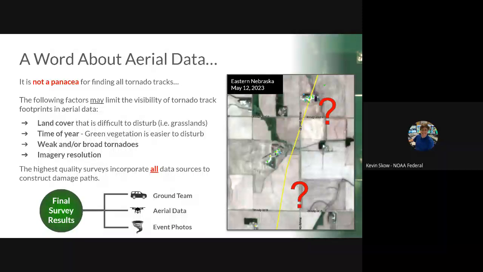And then of course, imagery resolution can impact whether or not you can see finer scale details of a particular event. I'd like to hit that the highest quality storm surveys really do incorporate all data sources to construct final storm damage paths: the ground survey, the aerial data, and also event photos taken afterwards. So really the aerial data is just one of these three main data sources, this trifecta, to construct the most accurate damage tracks you can.